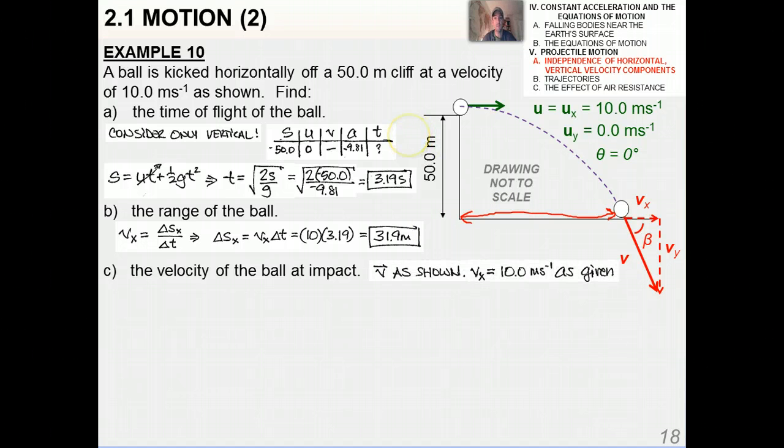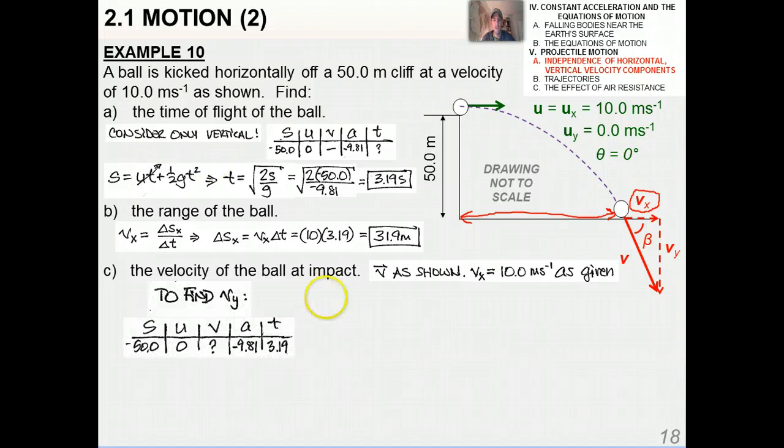Now the velocity of the ball is a little more complicated, but it's nothing that you can't handle because you've studied vectors like crazy, and you're very good with vectors. v is shown, and v sub x is 10 meters per second, as given. So I already have v sub x as 10 meters per second because that's what was given to me originally. In reality, it's a little bit less than that, but our simplifying assumption is that v sub x does not change.